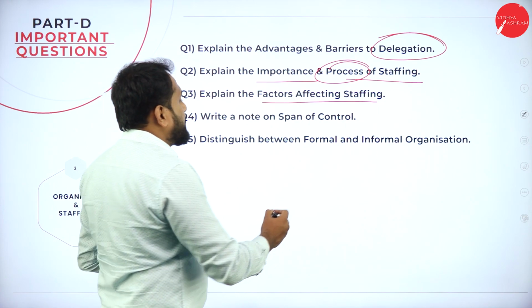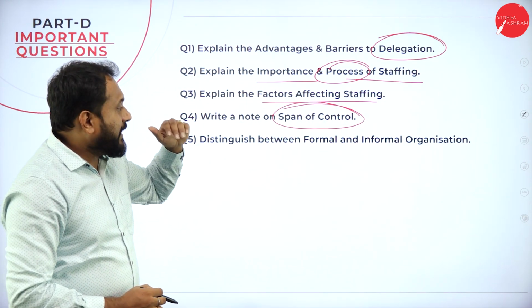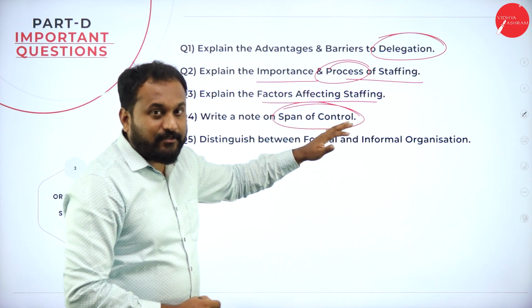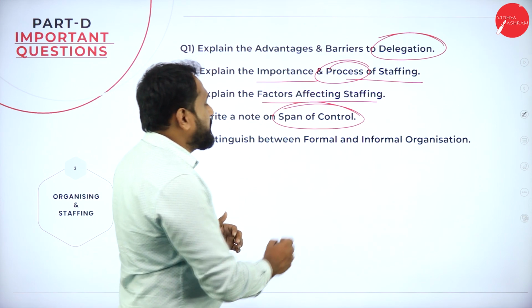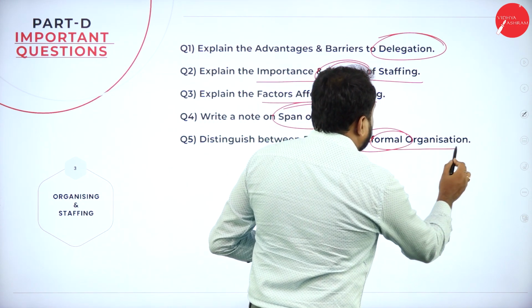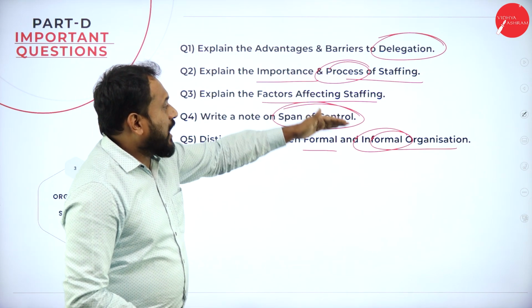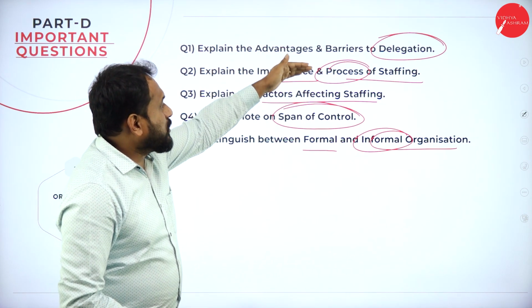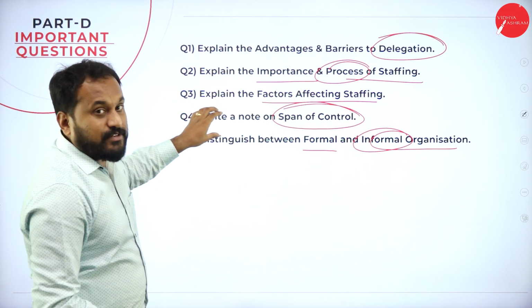Then you have one more question, that is span of control. I told you span of control is for 10 marks. So you'll be getting a question called write a note on span of control for 5 marks or 10 marks. And the last one is distinguishing between formal and informal organization. See, understand, there are 2 organizing questions, there are 2 staffing questions, there is 1 organizing question for 5 marks.